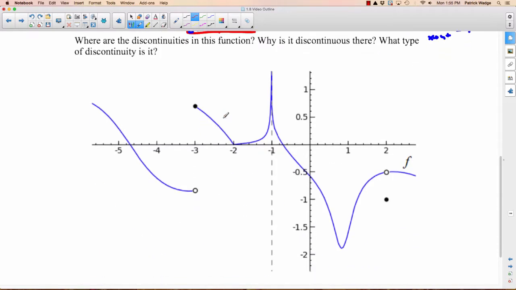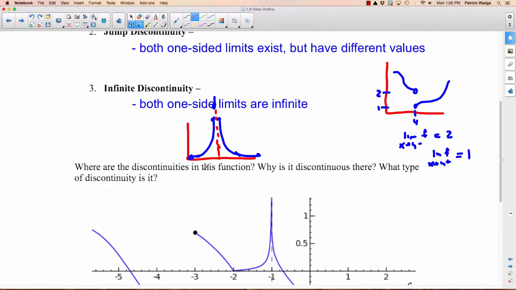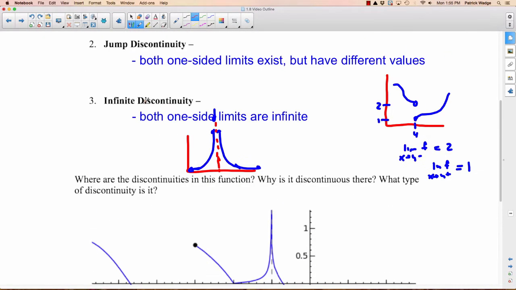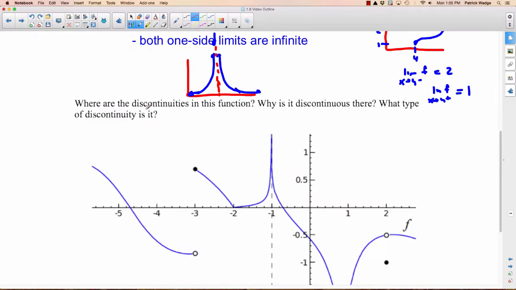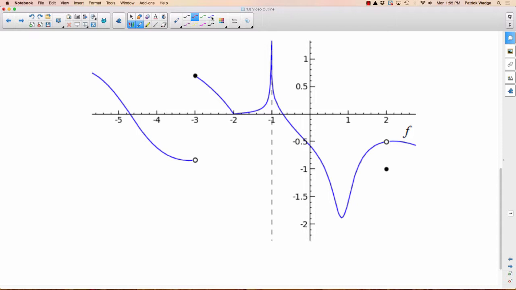Alright, so this question here asks, where are the discontinuities in this function? Why is it discontinuous there? And what type of discontinuity is it? So there are 1, 2, 3 discontinuities in this picture. Surprise, surprise, there's one of each type. So let's find the removable discontinuity first. Where's the removable discontinuity? The removable discontinuity is right here.